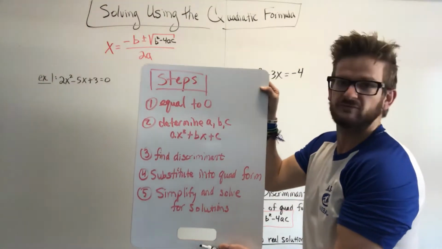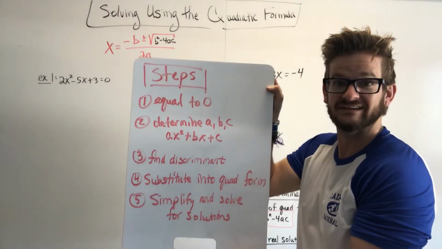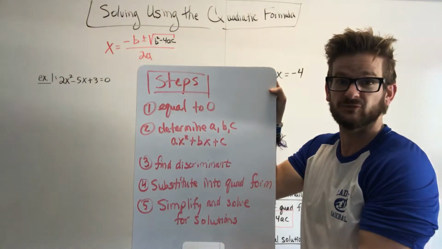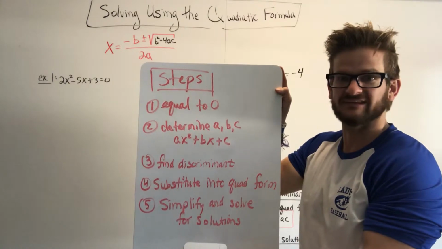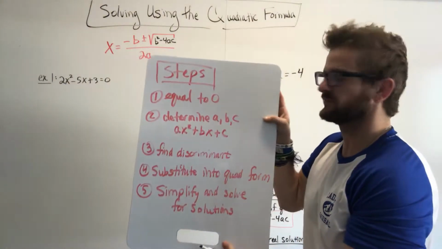And the first step is we're going to have to modify it so that it is equal to 0. So we're going to have to move some things around through operations to ensure that the quadratic is equal to 0. The next thing is we're going to determine a, b, and c.